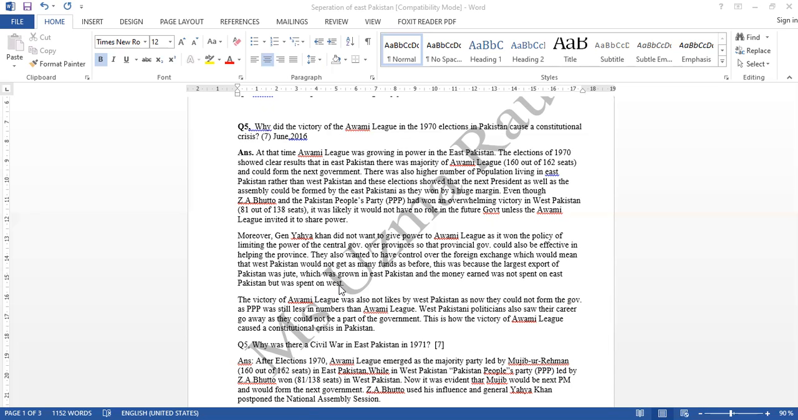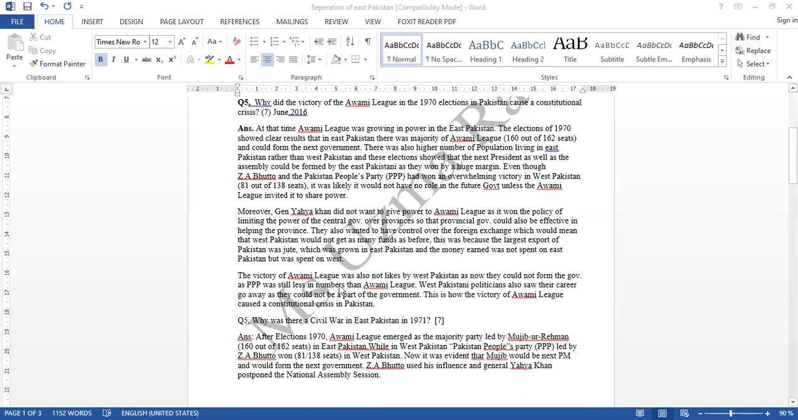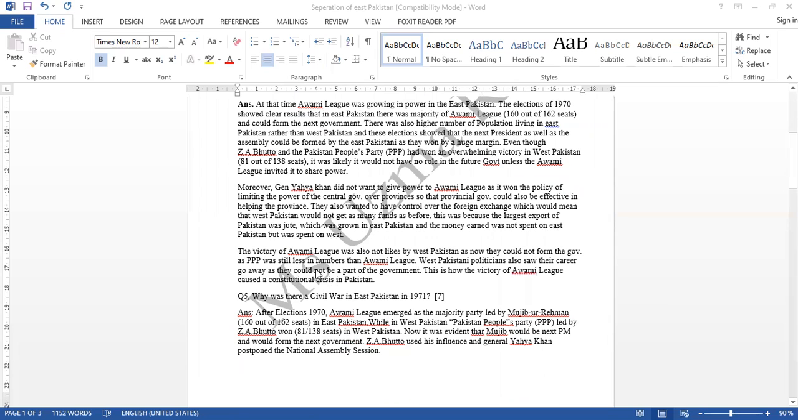So it means that the second reason is related to General Yahya Khan's biased role, because he delayed the transfer of power. That is the second reason. And then comes number 3, the victory of Awami League was also not liked by West Pakistan, as now they could not form the government, as PPP was still less in number than Awami League. West Pakistani politicians also saw their career go away, so they could not be a part of the government. This is how the victory of Awami League caused a constitutional crisis in Pakistan. So, in this way, we have to complete all three reasons.